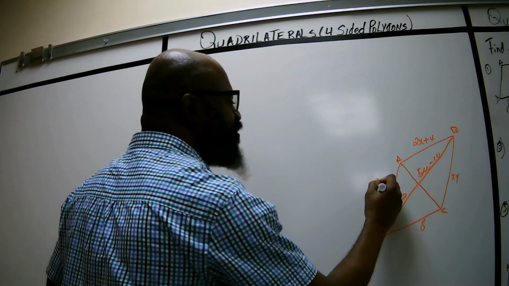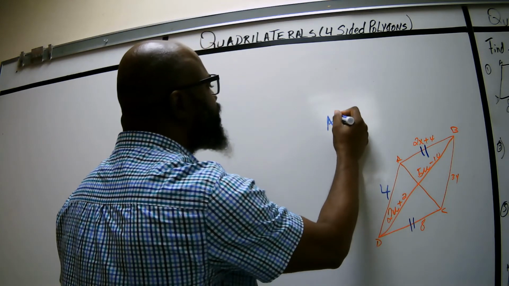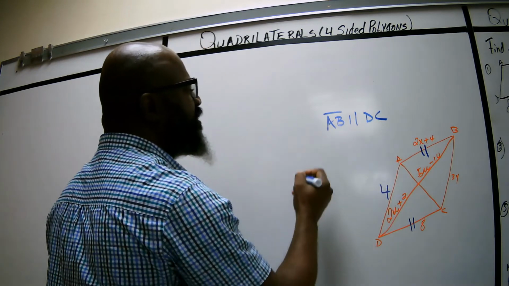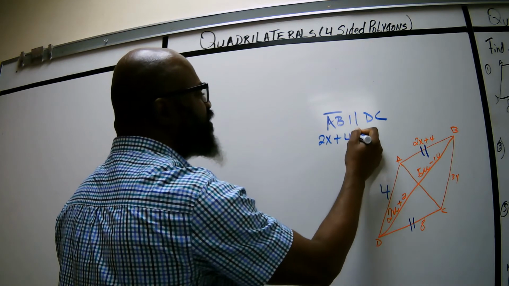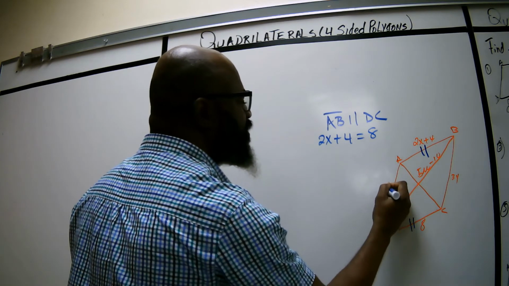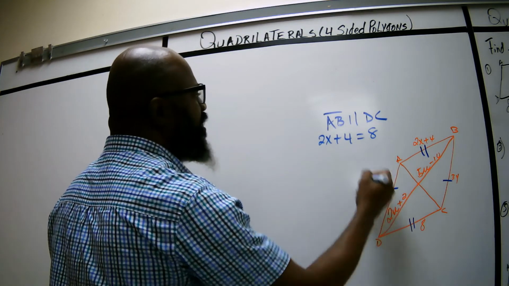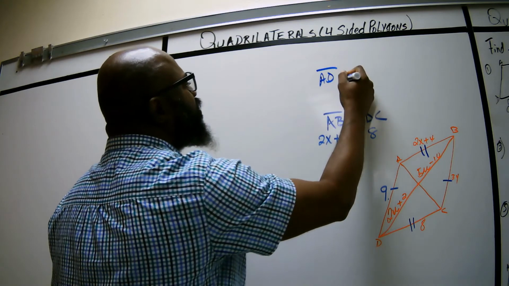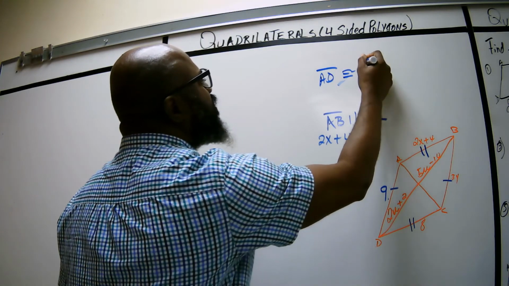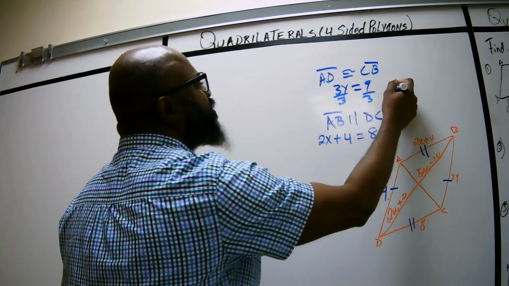Then come and solve for opposite sides are congruent. AB is congruent to DC. In this case, we'll have 2x plus 4 is equal to 8. And this side is equal to that. Then you'll have AD is congruent to CB. In this case, we'll have 3y is equal to 9. So divide by 3. In this case, y is 3.